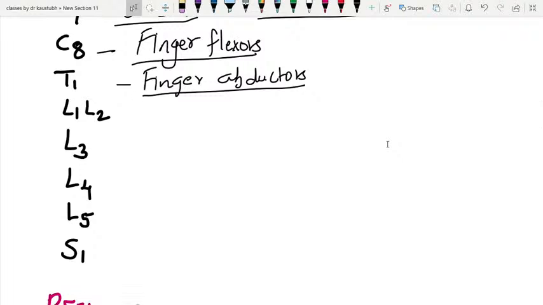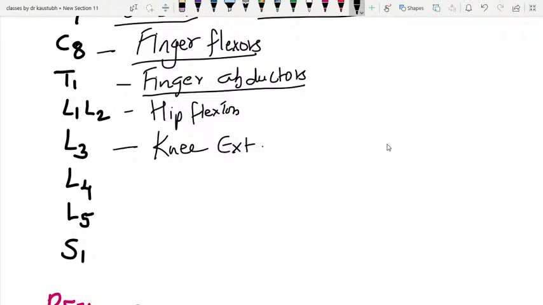The same thing goes with lower limb. Now if you want to take your lower limb very close to your body, what you need to do first, hip you need to flex. So hip flexion is the myotome, L1, L2. Then you need to extend the knee, right? So knee extension is L3. Ankle needs to be dorsiflexed, ankle dorsiflexion.